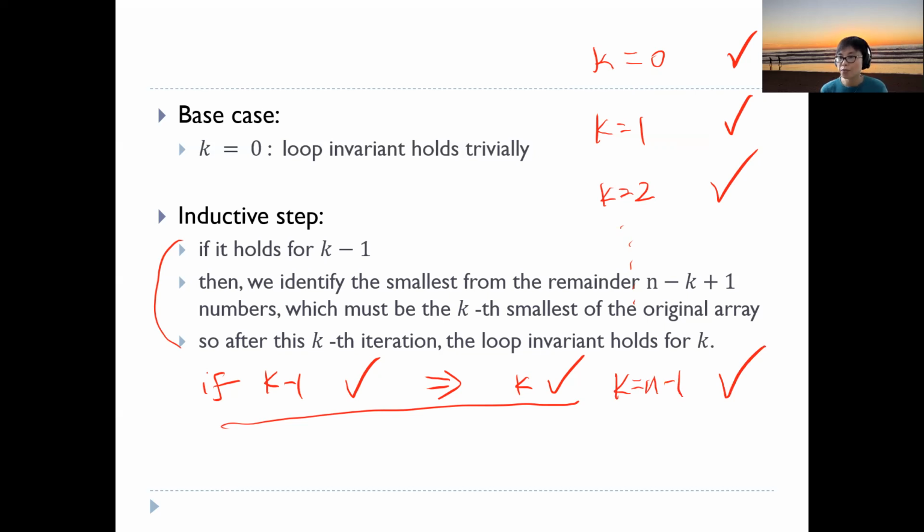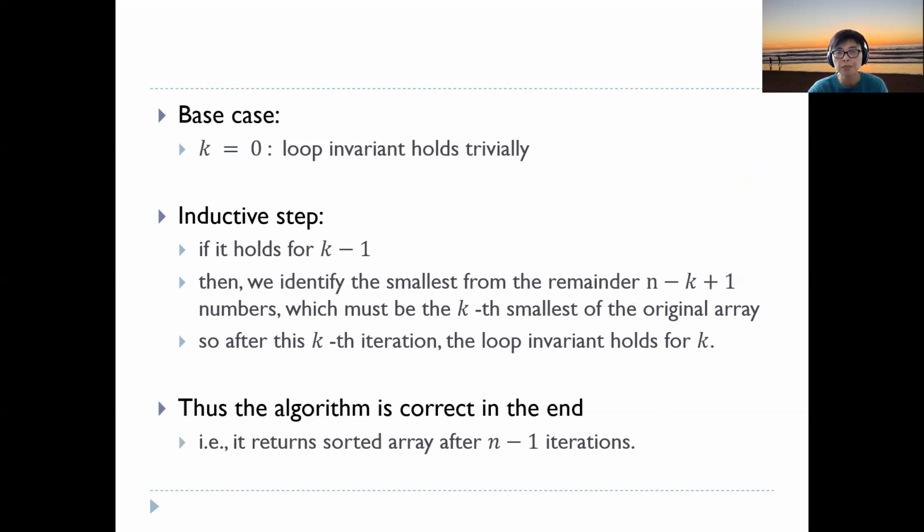Using the inductive step, the loop invariant must hold. And we also said earlier that if the loop invariant holds after n-1 iterations, that means the first n-1 numbers are sorted already, and the last one has to be the largest. That means the entire array is now sorted. Because of this loop invariant, the final output of the algorithm is a sorted array from small to large. So that's how we use this to prove correctness.